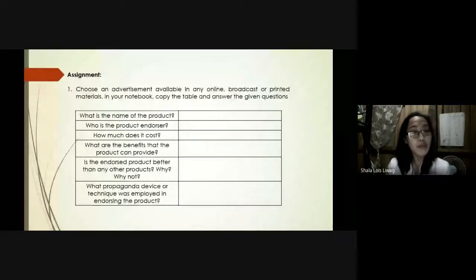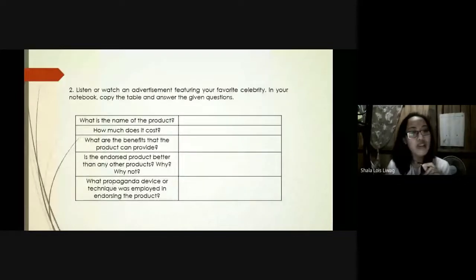For the second part of the assignment, it will be the same. Apart from that, you will listen or watch another advertisement featuring your favorite celebrity. You will do the same as the first task, copy the table and answer the given questions. What is the name of the product? How much does it cost? What are the benefits that the product can provide? Is the endorsed product better than any other products? Why? Why not? What propaganda device or technique was employed in endorsing the product?